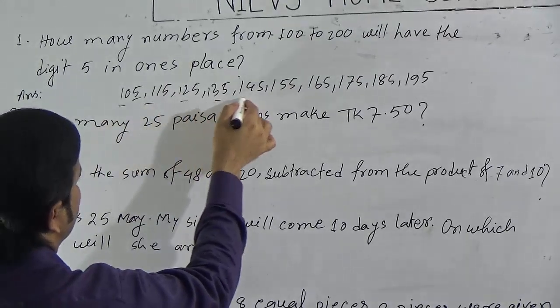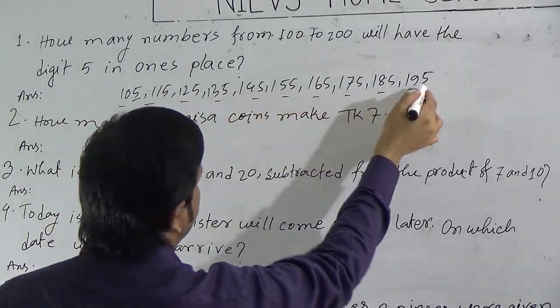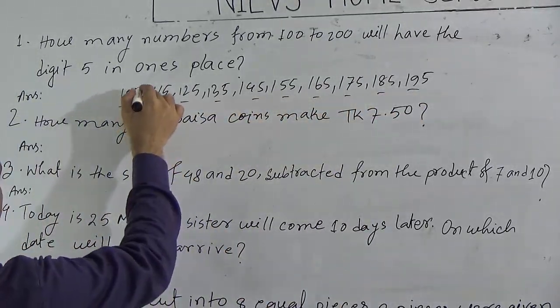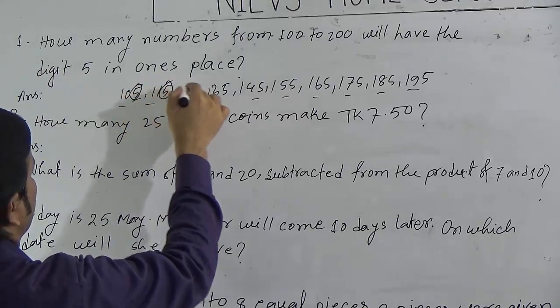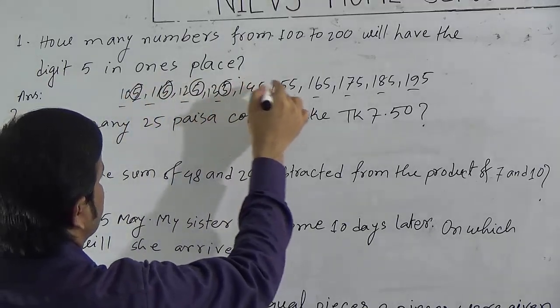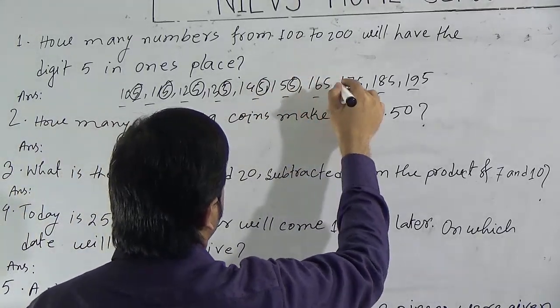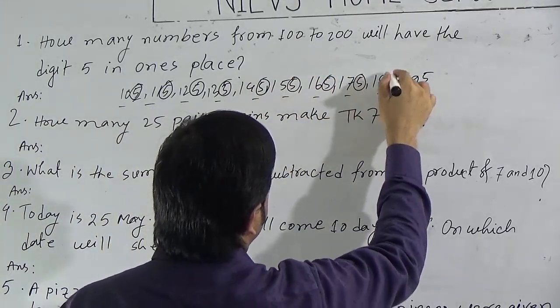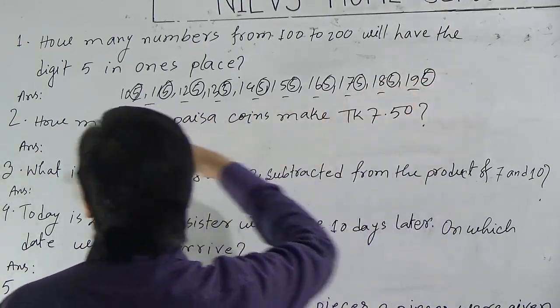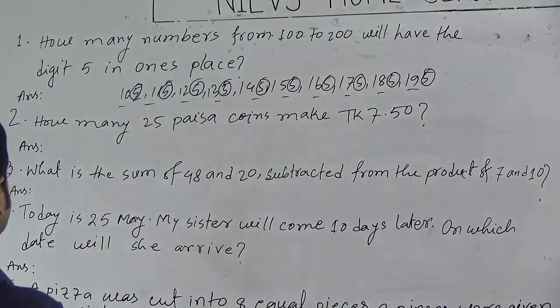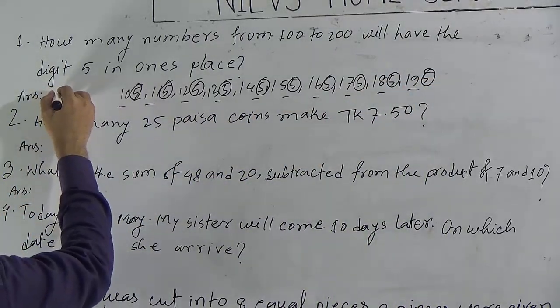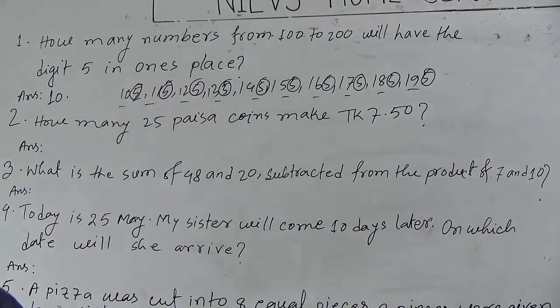Now count the numbers here. 1, 2, 3, 4, 5, 6, 7, 8, 9, 10. 10 numbers you will get where 5 is in ones place between 100 to 200. So we can say answer of first question is 10.